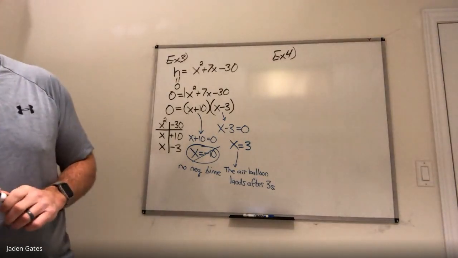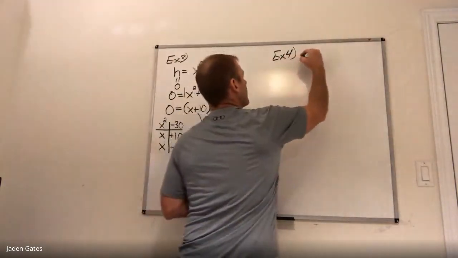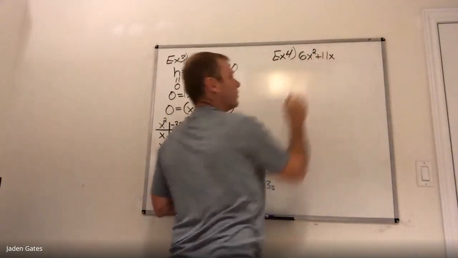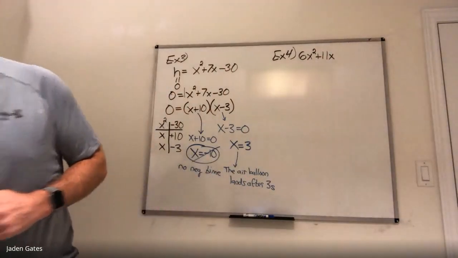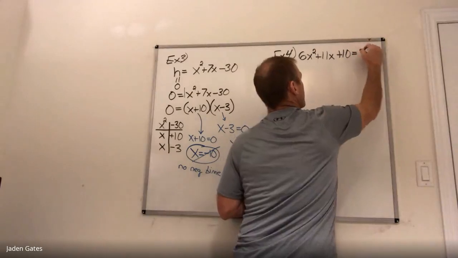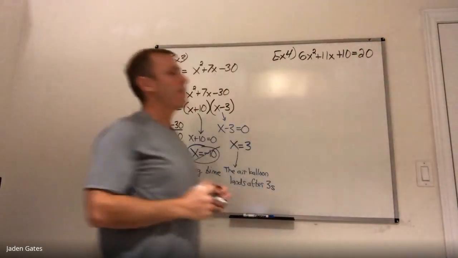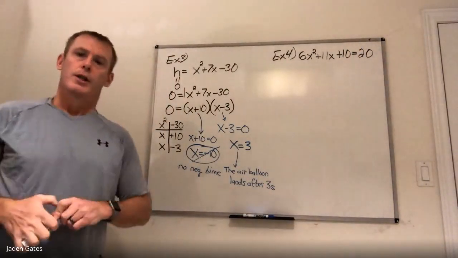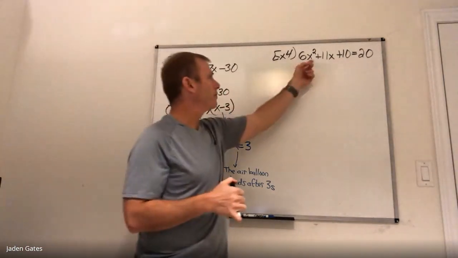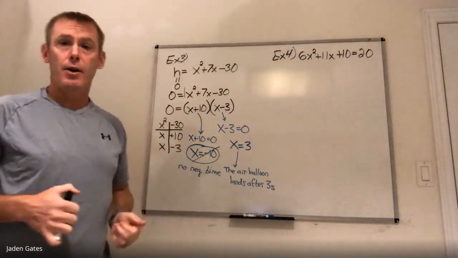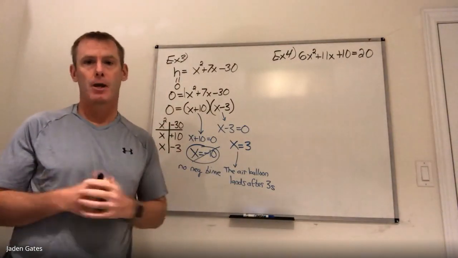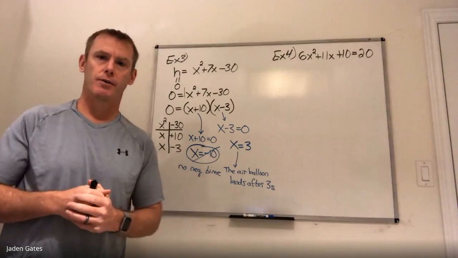Okay, next one, example 4. I have 6x squared plus 11x. And let's see what else we got here. Plus 10 equals 20. There we go. All right. So, again, a quadratic because I have an x squared in here. Now, I'm going to solve by factoring. But I can't do that just yet. Anybody tell me why I can't do that just yet?